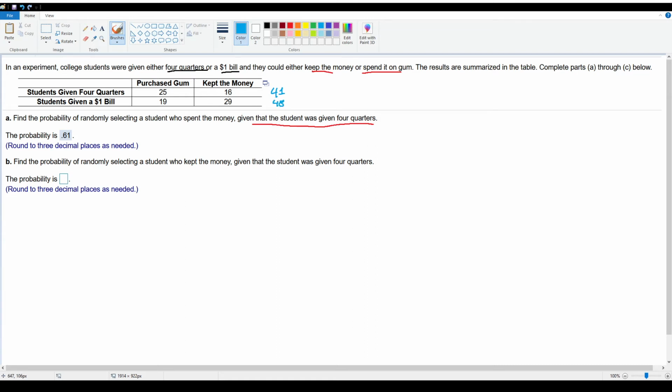And we can do the same thing for the bottom. For students who kept the money, 16 of them were given 4 quarters, and 29 of them were given a $1 bill. So 16 plus 29 is going to be 45. And then for the students who purchased gum, 25 of them were given 4 quarters, and 19 of them were given a $1 bill. So 25 plus 19 would give us 44.